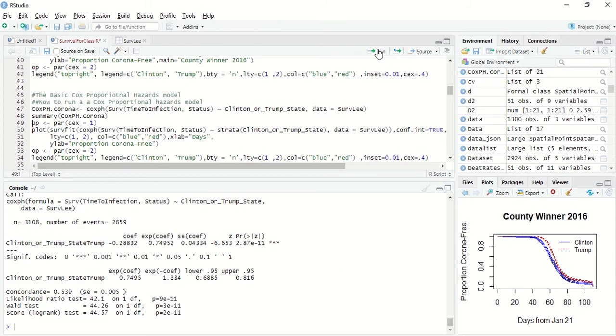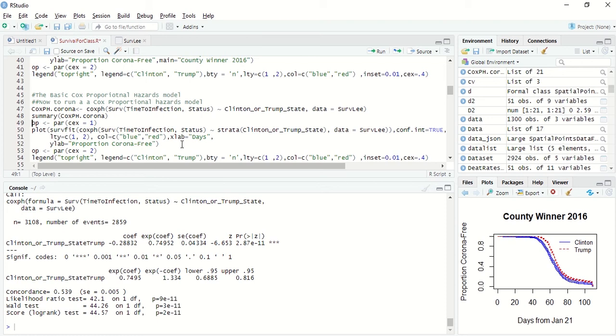All right, and then we look at that, and it comes out and it tells us that yes, the Clinton counties got it sooner because it's negative, right? It got it sooner than the Trump counties, and we could talk about, it's got the EXP here. You can do 1 minus that, and it got it roughly 30% faster, or 26% faster than the Trump voting counties.